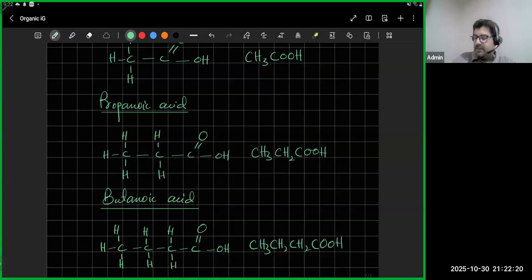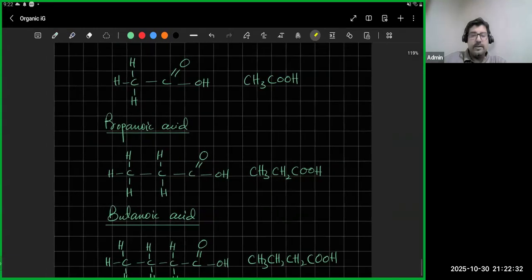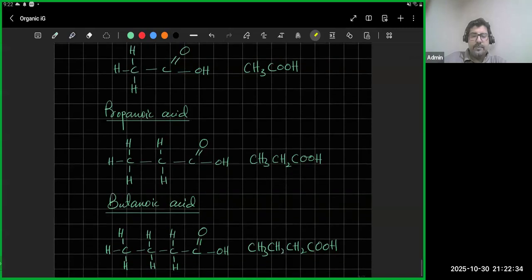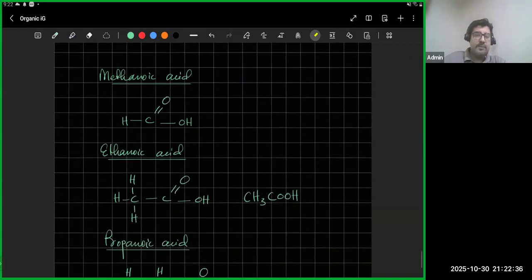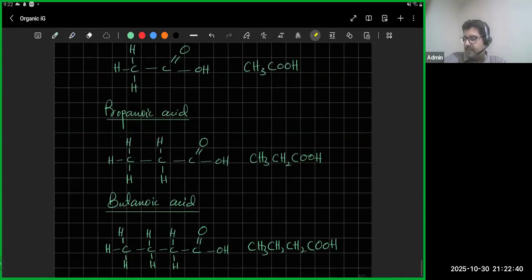This one doesn't have isomer versions because you can't change the position. This group over here can only fit at the end. That's the only place you can place it. So that's carboxylic acid, the last one. There's one more homologous series which we'll do later on, not right now.